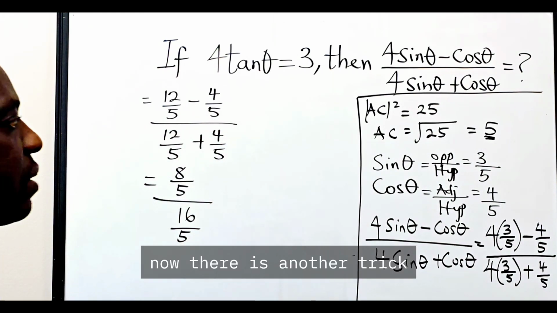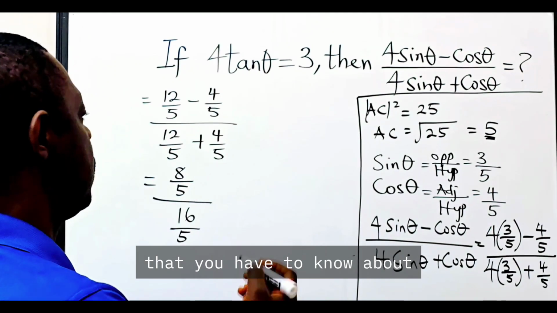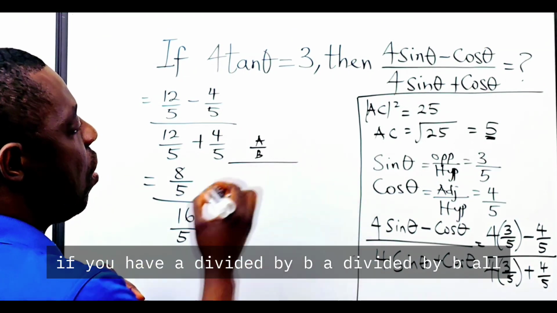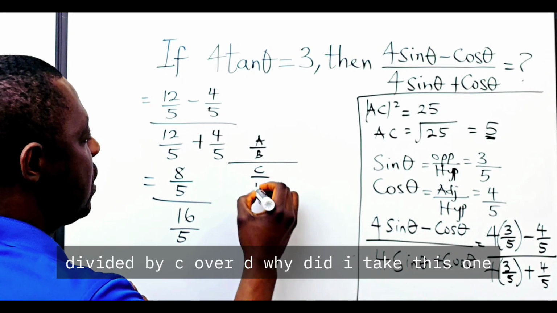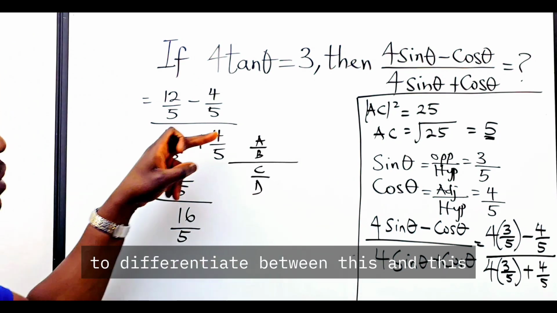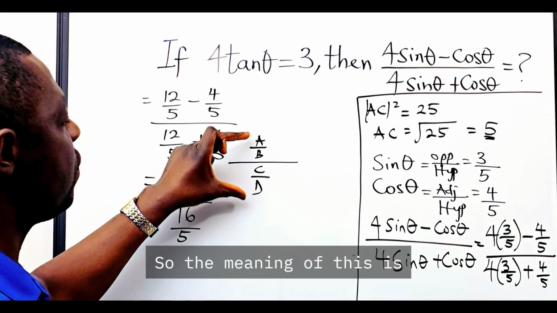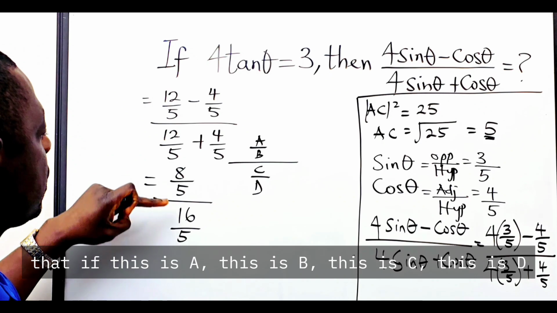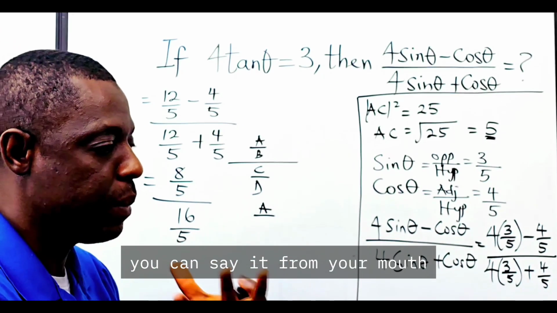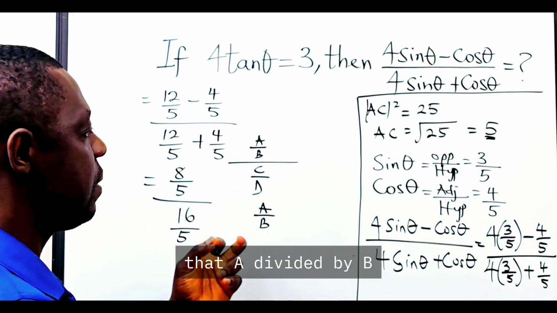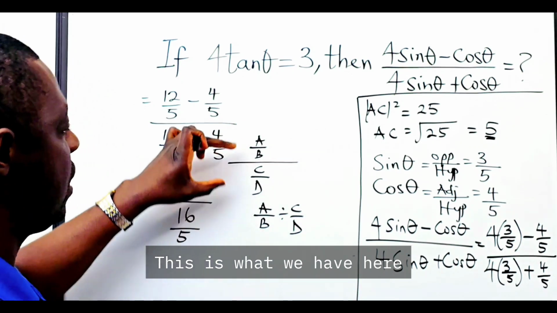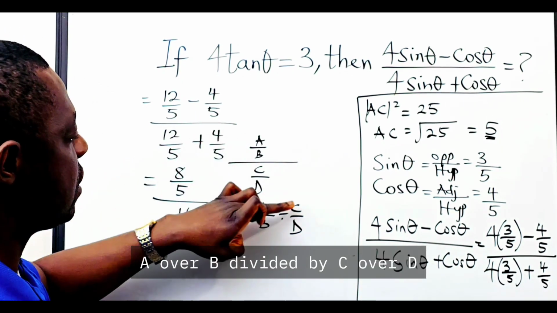Now, there is another trick that you have to know about. If you have A divided by B, all divided by C over D. Why did I take this one as a longer one? It's just for you to be able to differentiate between this and this. So if this is A, this is B, this is C, this is D, the meaning of this is that you say A divided by B, divided by C over D. This is what we have here: A over B divided by C over D.